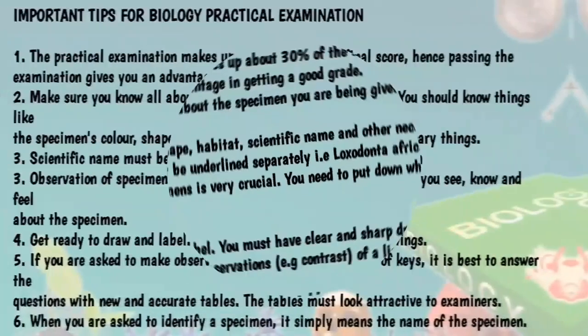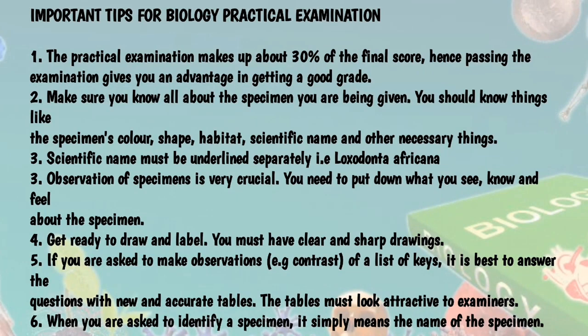Moving on, tip number 4 is that it is important you observe your specimen. You need to put down what you see, what you know about this specimen, and how you feel about this specimen. Even if you have watched on a cartoon that a particular insect has 12 pairs of walking legs, and before you in the examination hall, the insect has 3 pairs of walking legs, you are expected to write that the insect has 3 pairs of walking legs and not what you have seen somewhere else.